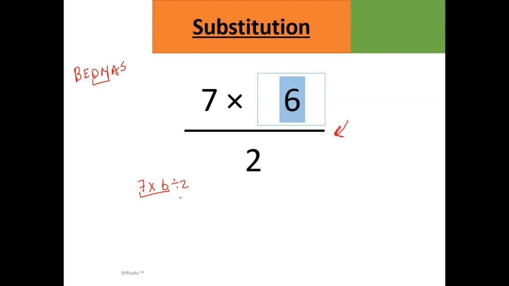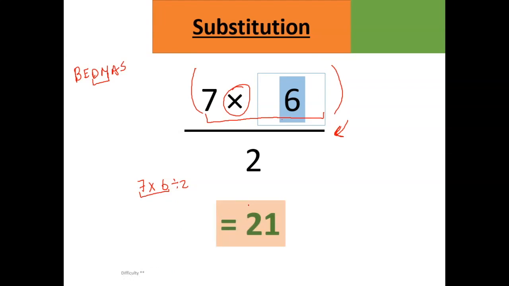If you go ahead and just put this into your calculator, it's going to do it wrong. So I always tell my students, if you have a fraction and you have 2 numbers and something happening on the top, when in doubt, add brackets. Because the calculator will then know to do brackets first. It'll know to do all of this before it goes ahead and divides by 2. So this one, we get 21. 7 times 6 divided by 2 is 21.